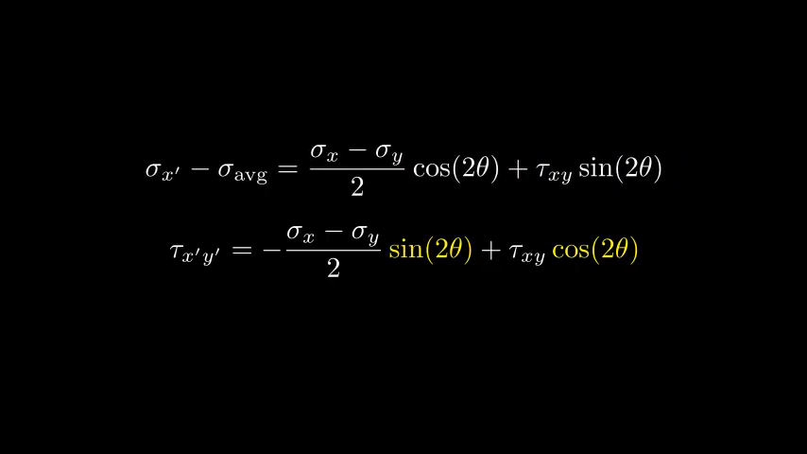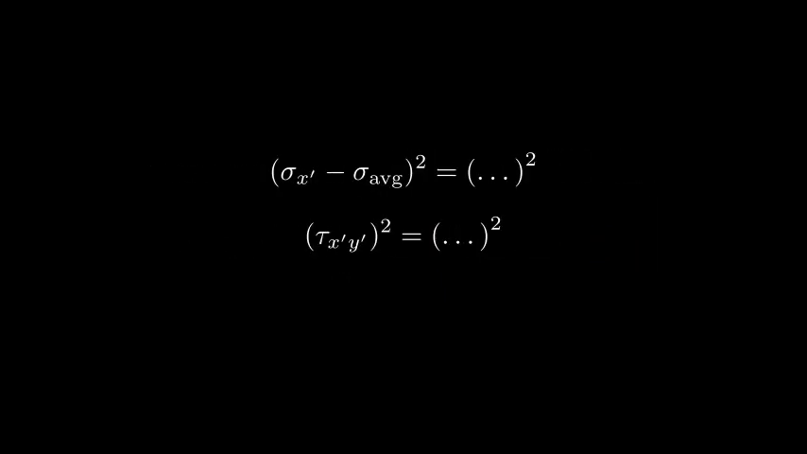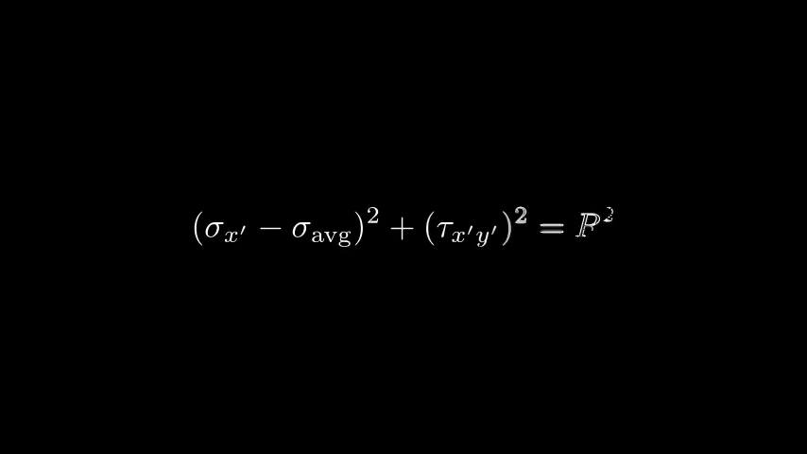First, let's rearrange the normal stress equation. Now we have two equations. If we square both sides of each equation, and then add them together, something magical happens. The theta terms disappear completely. What we're left with is this.